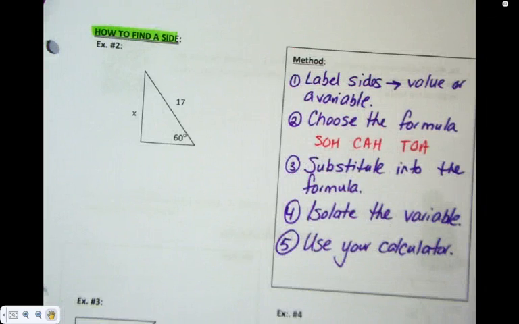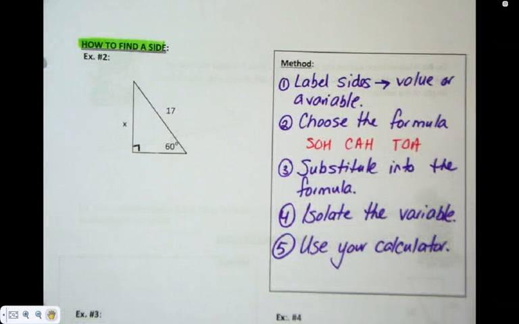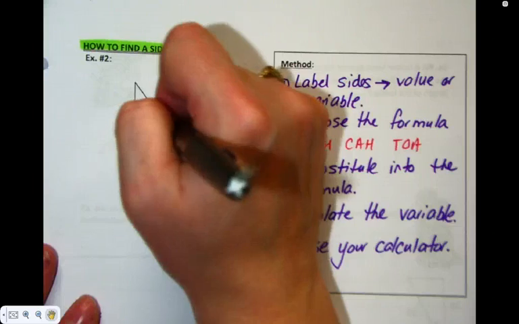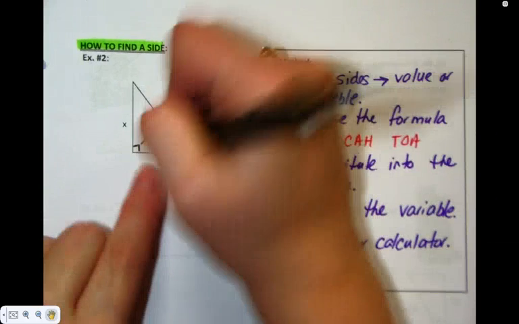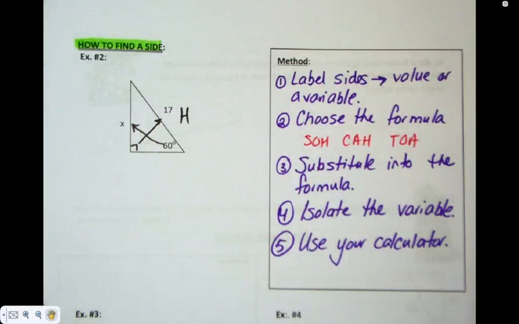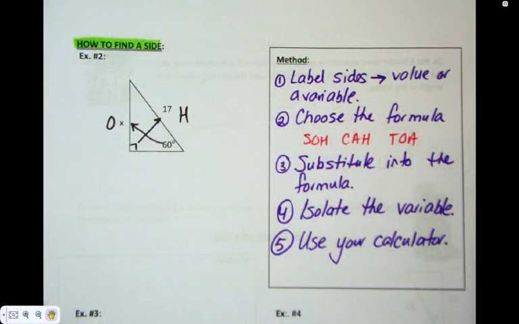Step number 1, you want to label sides. You only want to label if there's a variable or a value. If there's nothing there, don't label. So I'm going to first mark the right angle. I have to label 17, and I have to label x. So I'm going to come opposite the right angle. What do we know about 17? H. X is opposite the angle. What do we know about the side that's opposite the angle? O. I'm not going to name the bottom side. I'm putting nothing there. Why? Well, there's no variable, there's no value. And what happens if you name all 3 sides, you can't pick a formula.